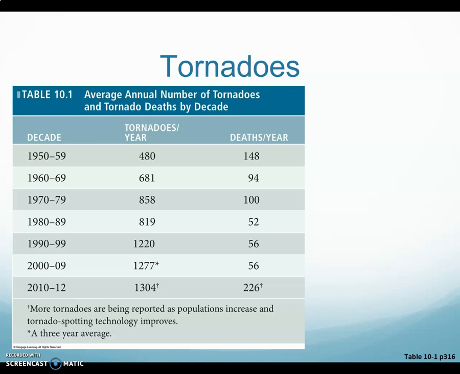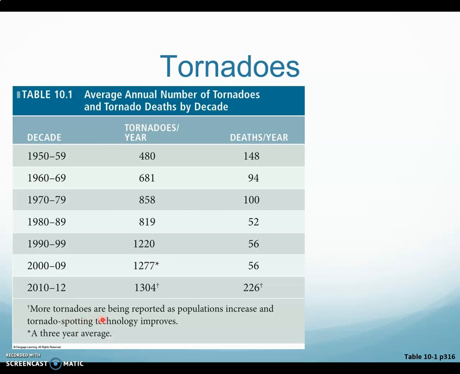I want you to notice a couple of things. First of all, the number of tornadoes per year has been steadily increasing. And from the 1950s to now, we have over 3 times as many tornadoes per year as we did in the 1950s. Why? Oh, go shout it from the rooftops. We've got global warming. The world's coming to an end. No, it's not global warming.